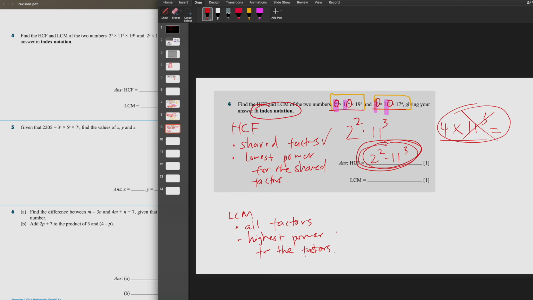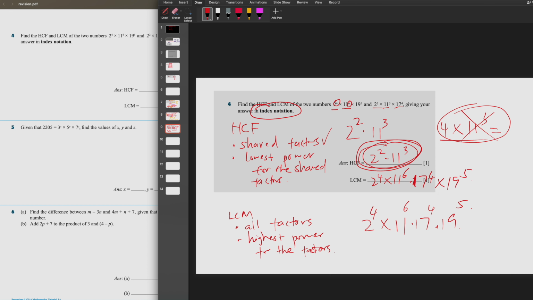Then for LCM, all factors. What factors are available? You have 2 and 2, so you don't write more than one, you just write 2. Basically, the factor 2 is there. And can you see the factor 11 is also there? Even though you see 11 on both numbers, you just write it once. So you also have the 17, and then you also have the 19, right? And that's all. Then you need to choose the highest power for each of these factors. The highest power for 2 is 4, for 11 is 6, for 17 is 4, and for 19 is 5. That's it. So the index notation answer is this.